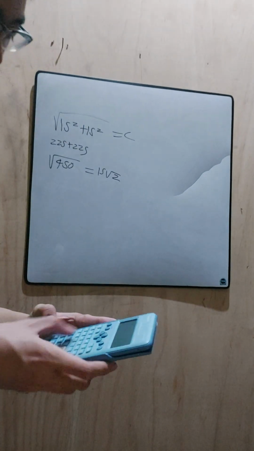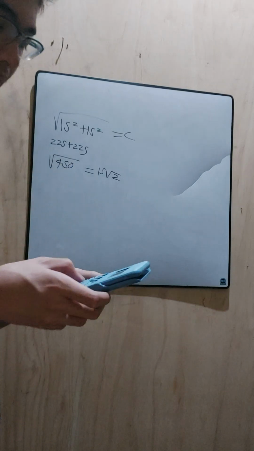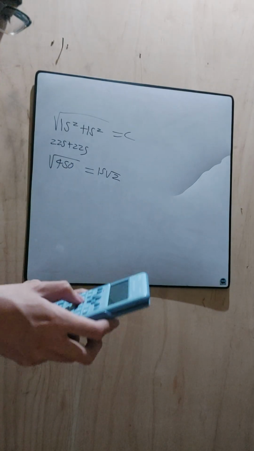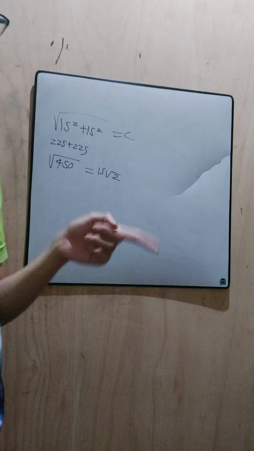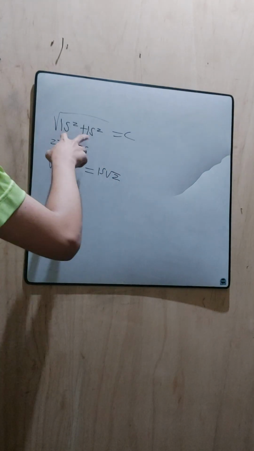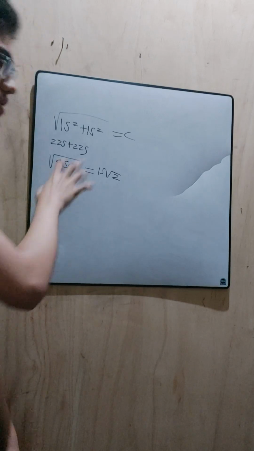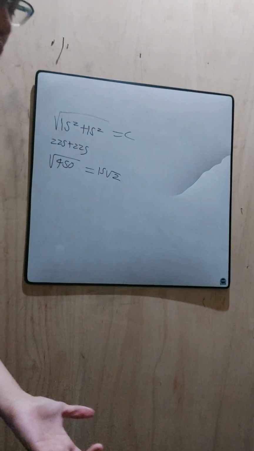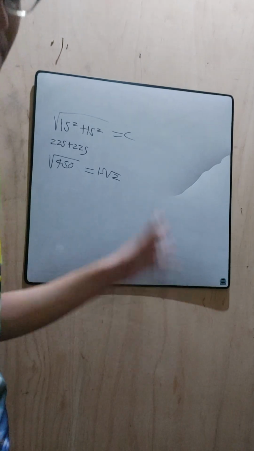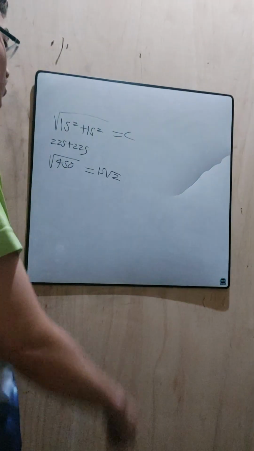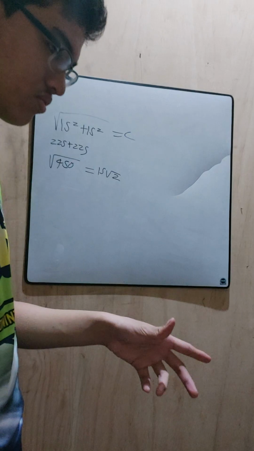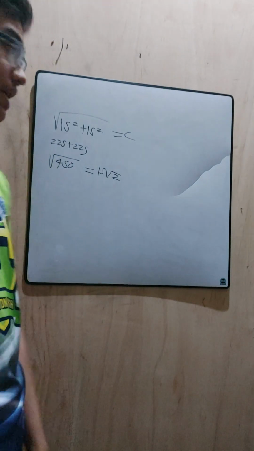All right. Okay. Now let's verify again. 15 squared plus 15 squared holds true once again. So if you're facing a similar situation where you have to get the square root of a squared plus b squared, where a is equal to b and b is equal to a, then it turns into a multiplied by square root of 2. Doesn't matter which one, a or b, they're equal, okay?